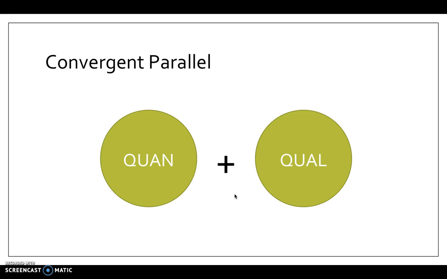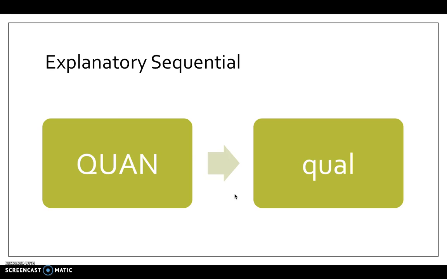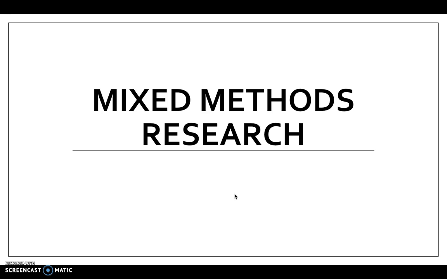And then convergent parallel is a design where you do both. Both are equally important and you do both at the same time. That's the idea with that design. You have a quantitative element and a qualitative element going at the same time. And let's see, so explanatory sequential, we already covered that one. But those are just different types of mixed methods research that you can conduct and complete.